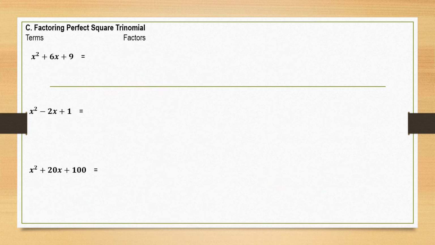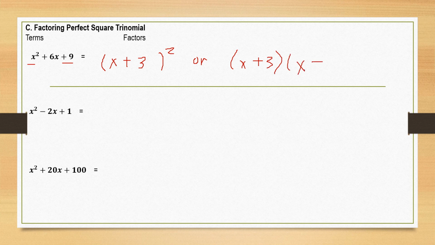Let's have the next one. Next, factoring perfect square trinomials. Perfect square trinomials are actually results of squaring a binomial. So if we have x squared plus 6x plus 9, what are the factors? You simply get the square root of the first term and the square root of the last term. So this is x plus 3 raised to the second power, or in expanded form, that is x plus 3 times x plus 3.